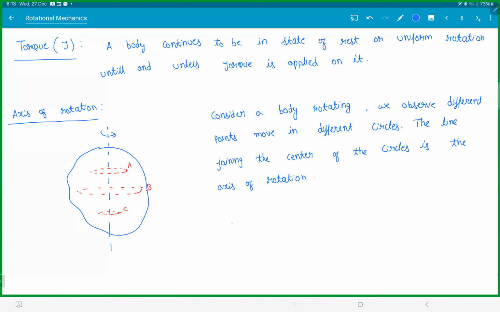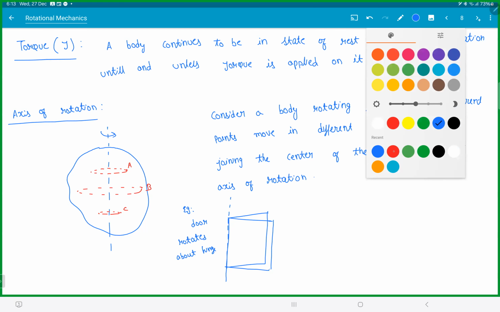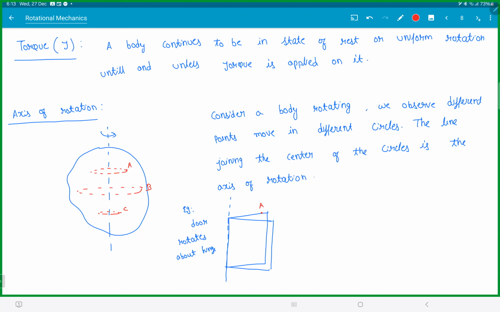Best example, look at your door. If you look at the door here, so the door rotates about the hinge. The edge of the door, right, is an axis of rotation. So if you look at this point here, A, this is going in a circle here, so this is the center. If you take any point here, B, this is going in a circle, this is the center here. So if you join them, all the centers will be on the line.